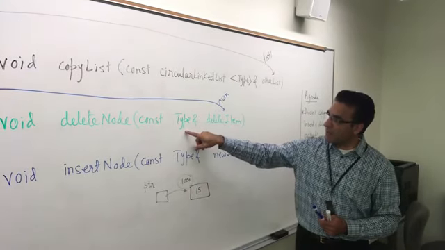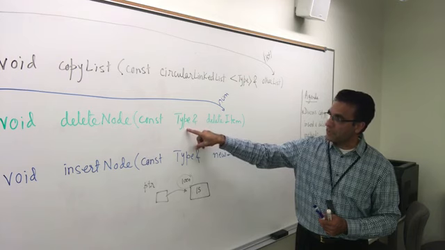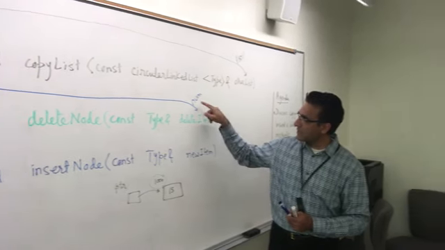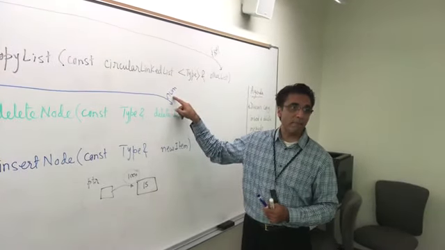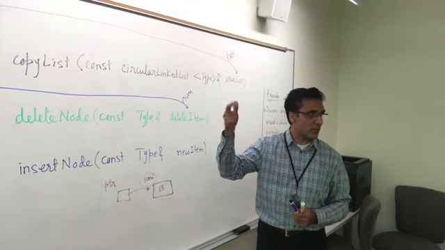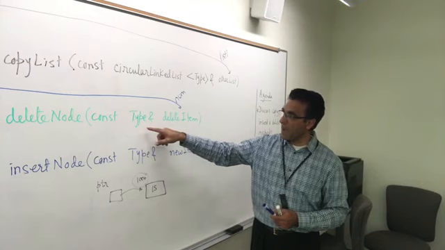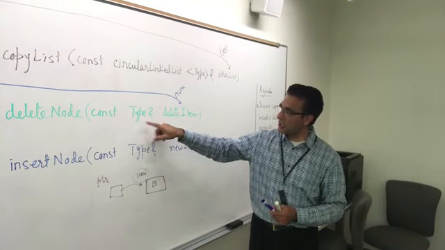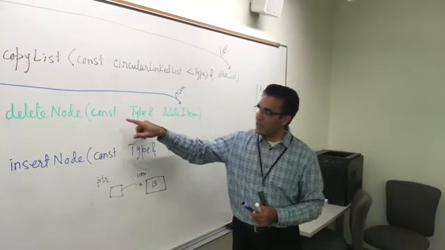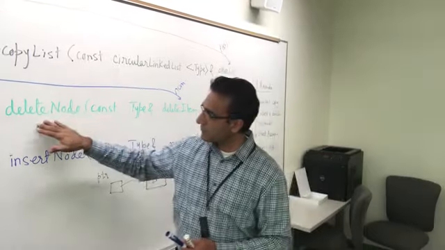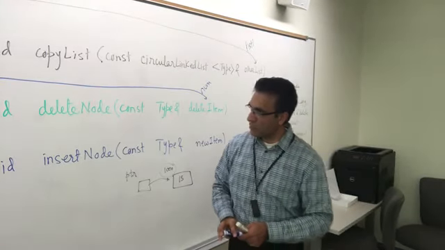And it is being sent of this type. This type means this could be any kind of data. It could be a character, a string, a double, or some other type of data. So it doesn't really matter. I'm not saying it's an integer. It could be any kind of data. And it is a constant, and that's how the delete node is going to work.